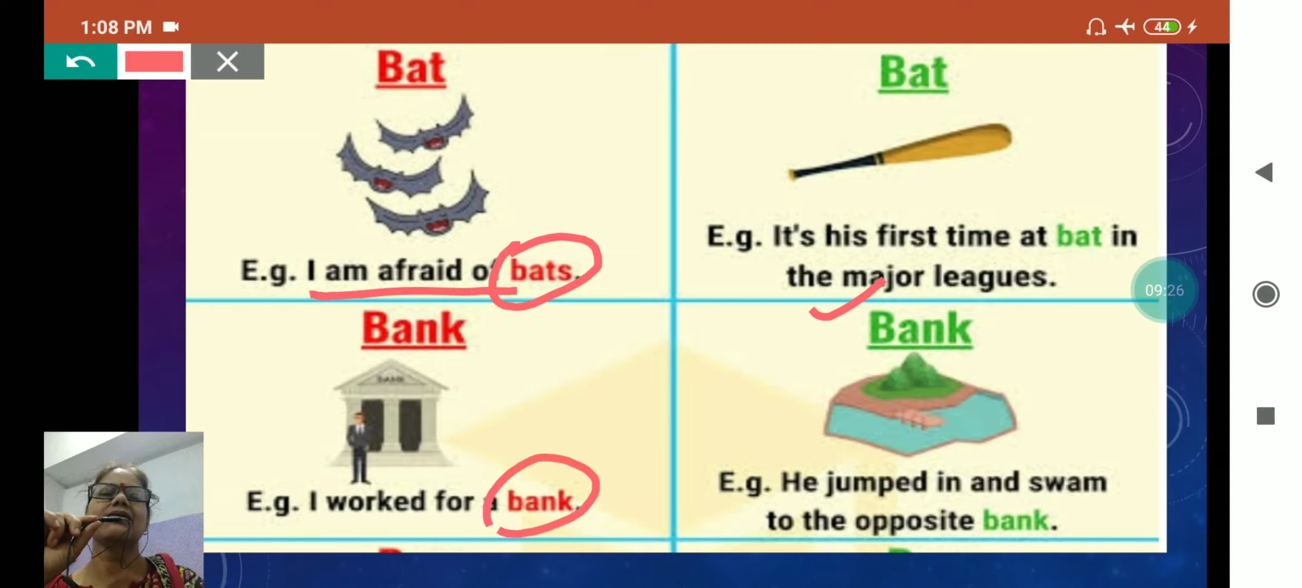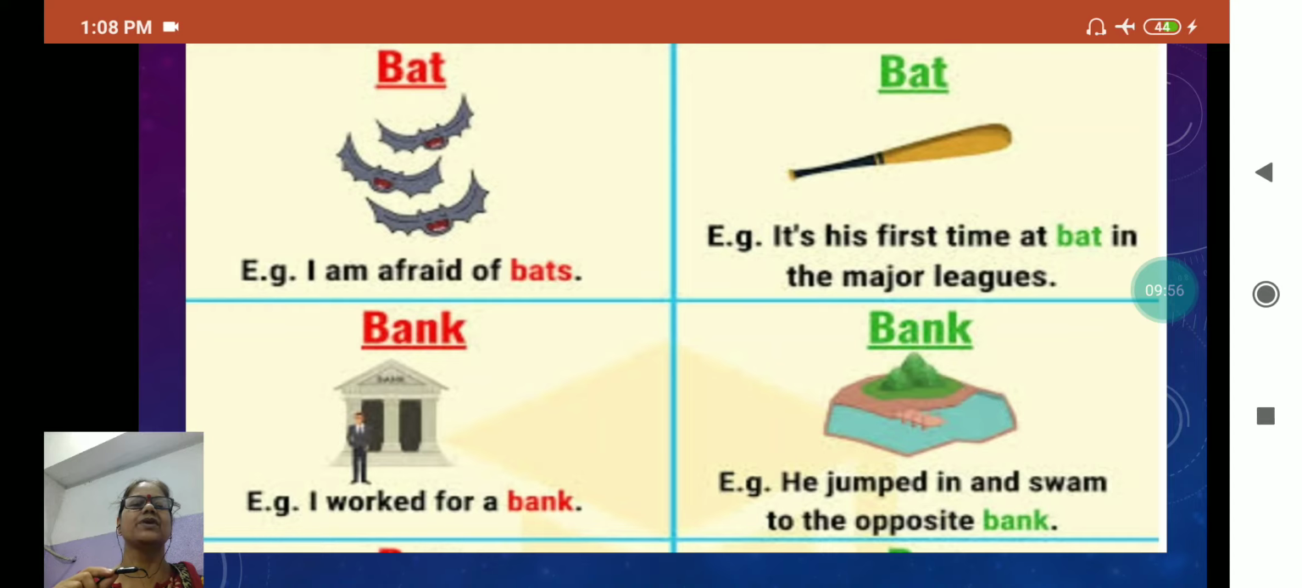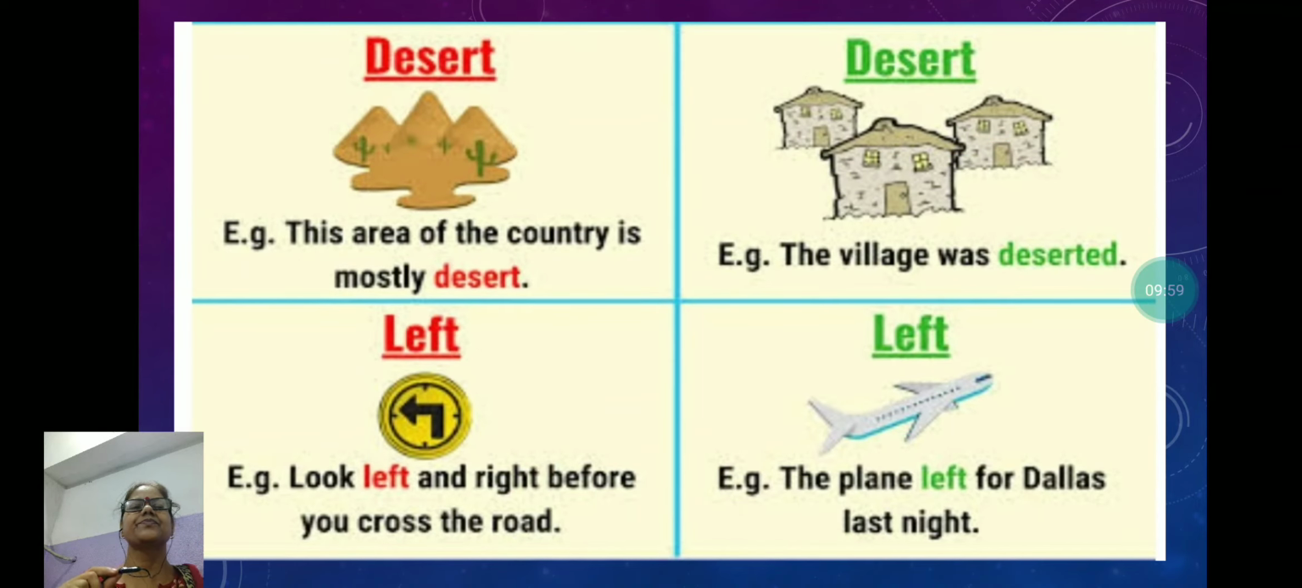Here bank. One bank is where we deposit money. And here the bank is the shore, the side. Okay? He jumped in and swam to the opposite bank. Means he swam to the opposite side. And this bank is the bank where we go, suppose PNB, SBI. These are the banks where we deposit money or take out money.